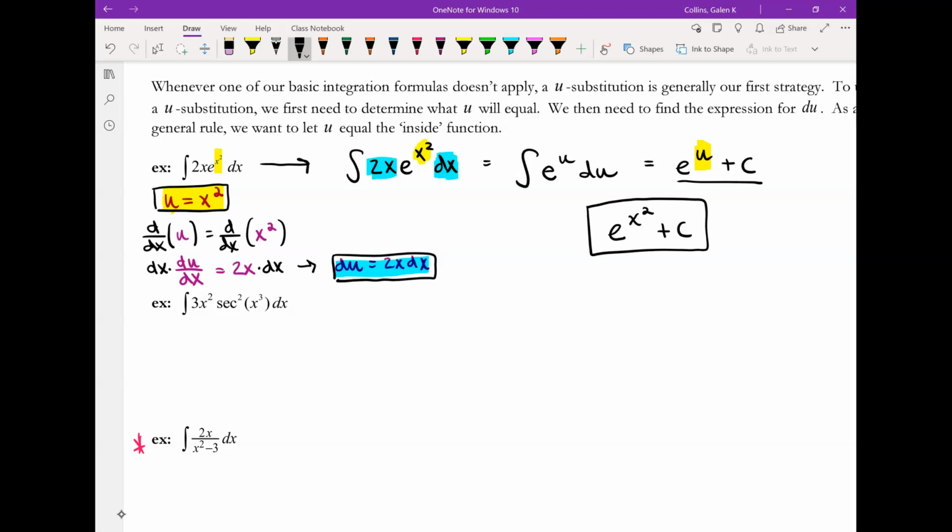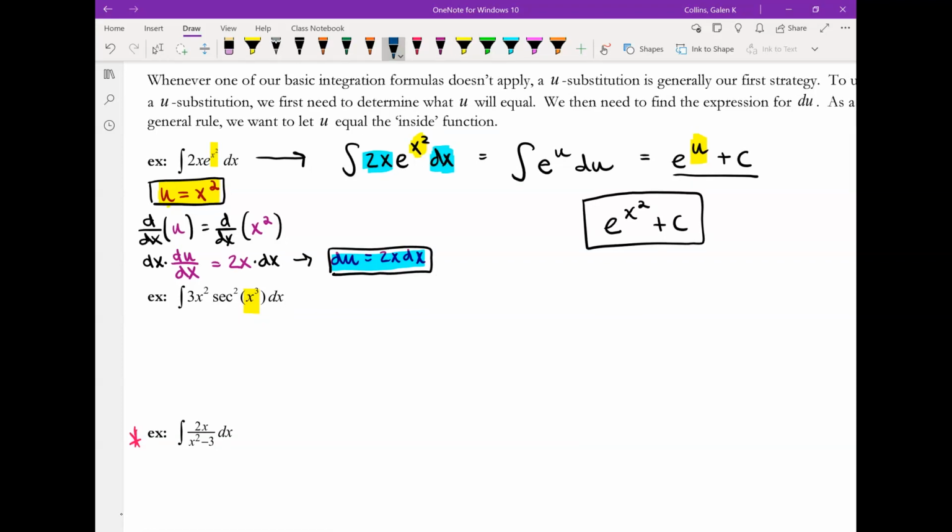All right, let's look at another example. So again, we want u to be the inside function. And when I look at example 2, the innermost function that I see is x cubed. And if I think about it, the derivative of x cubed is 3x squared. So that is a big hint that I've chosen the correct u, because I can see du in my integrand. All right, so I'm going to let u be x cubed.